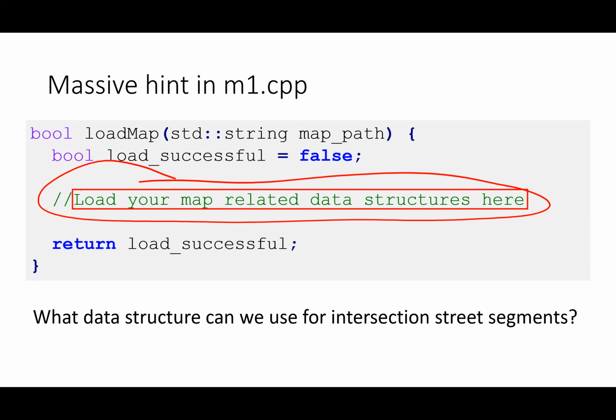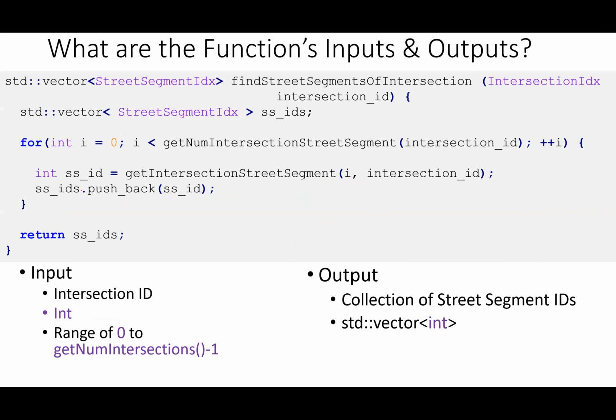Does that make sense? Okay, so we need to think, okay, how can we store this? We've got to store it for any intersection. What would be a good way to store this so that we can answer questions really fast?